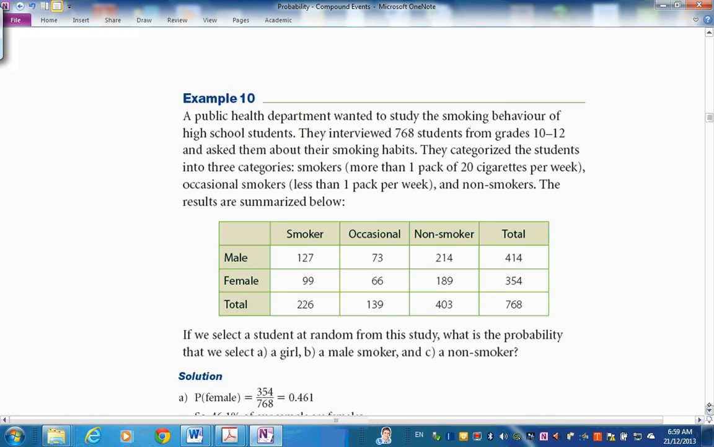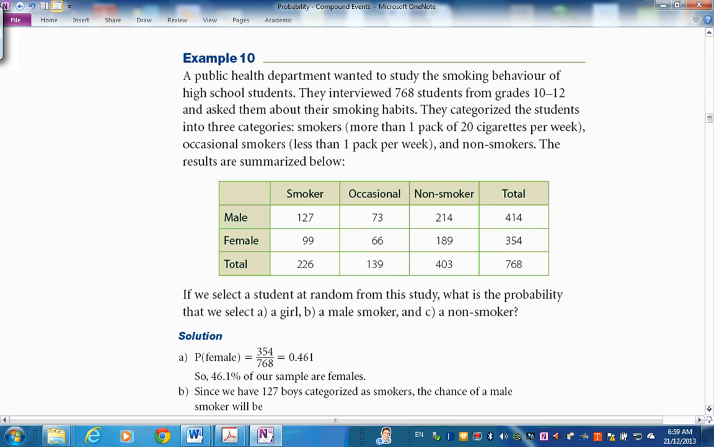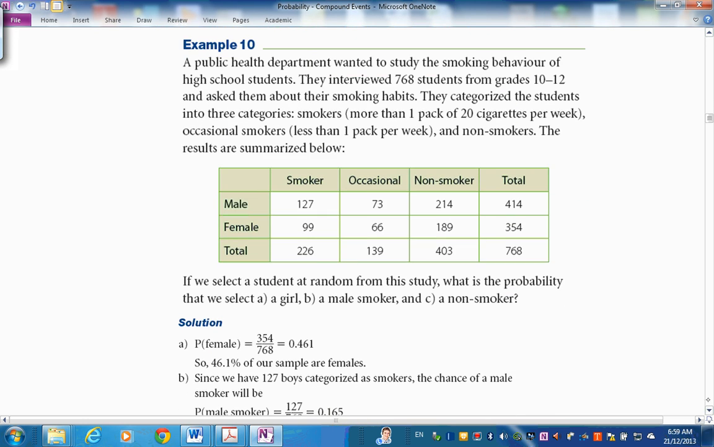Alright, so here's an example. A public health department wanted to study the smoking behaviour of high school students. They shouldn't be doing it at all. They interviewed 768 students from grades 10 to 12 and asked them about their smoking habits. They categorised the students into 3 categories. Smokers, more than one pack of 20 cigarettes a week, terrible. It's occasional, 1 pack, and non-smokers.